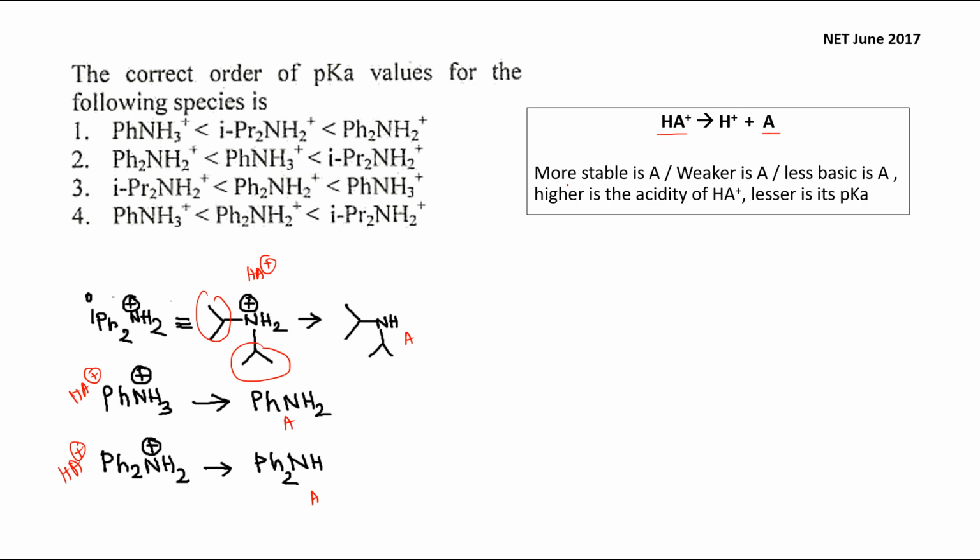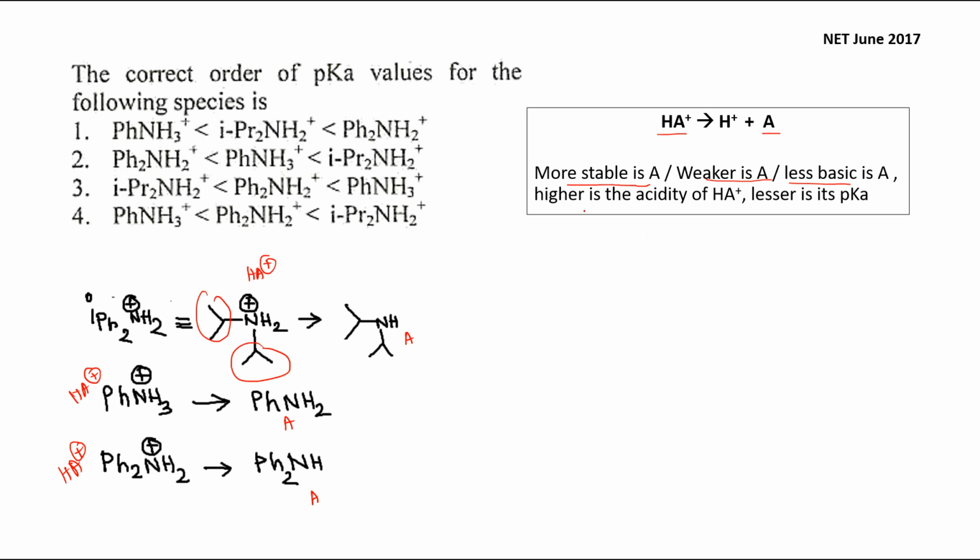If A is becoming more stable, that means A is weaker. More stable means what? Weak, not very reactive. And when A is more stable, that means it is less basic, because more basic means what? It is highly reactive. But we are saying more stable, that means it is less basic. So you can explain it in 3 different ways. You can say more stable is A, you can say weaker is A, or you can say less basic is A. All these are the same thing.